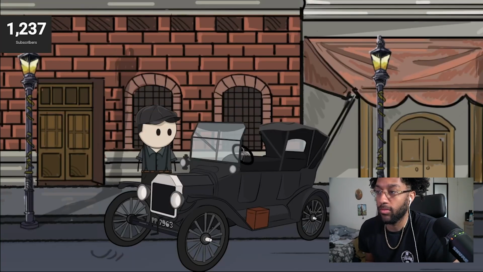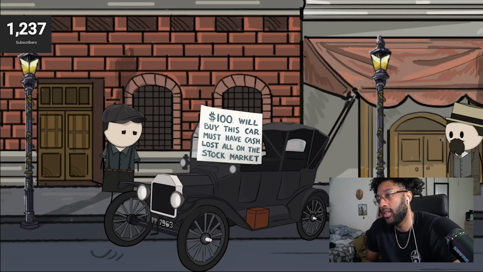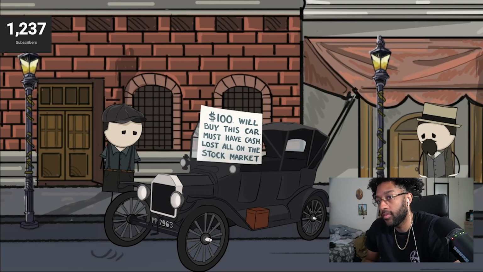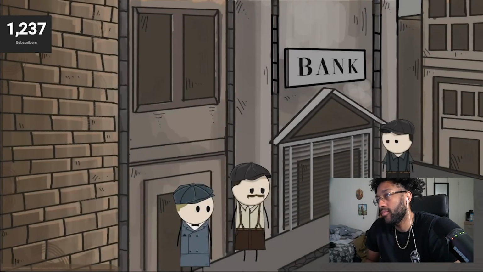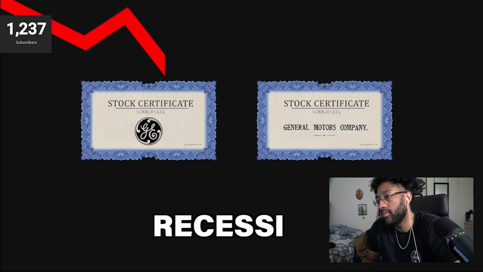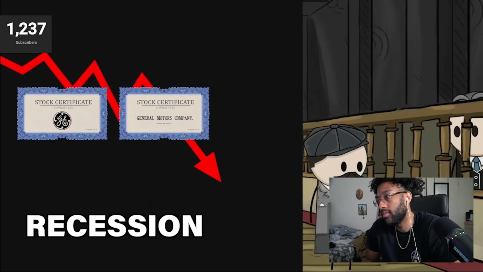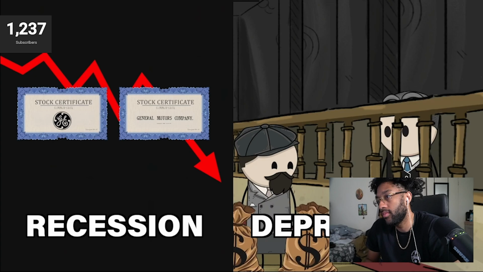People who had borrowed money to invest were crushed, and many people lost their life savings. However, the worst was yet to come. The common belief is that the stock market crash caused the Great Depression, but this is not entirely true. The stock market triggered a recession, but the real cause of the Great Depression was that many banks had extended too many bad loans and were speculating too much.